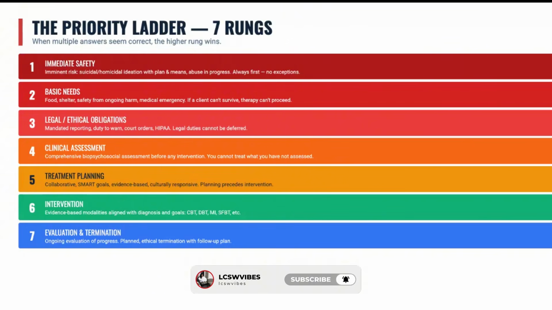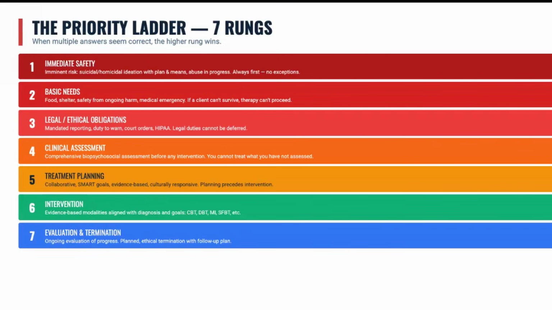So looking at the priority ladder, the first rung is immediate safety. As you notice, nothing's changed. With every strategy we ever go over and talk about, you notice safety is always first. So that's not changing. On the priority ladder, that is the first thing. When you're looking at a question, you want to look. And let me back up.